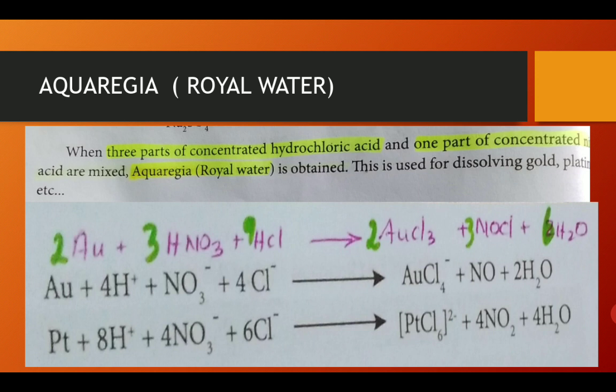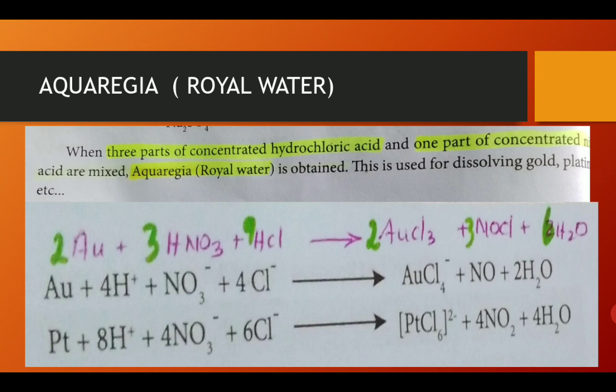If you see the equations, one equation is written in the pen, which is very important, a combined equation. 2Au plus 3HNO3 plus 9HCl. So HNO3 is 3 parts and HCl is 9 parts. Therefore the ratio is 1:3. You should remember the ratio is always 1:3, concentrated HNO3 to concentrated HCl. It gives auric chloride, 2AuCl3, plus 3NOCl, nitrosyl chloride, plus 6 water molecules, 6H2O. So this is the main equation for aqua regia.